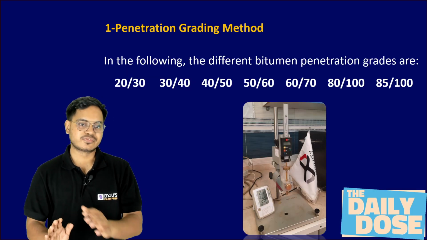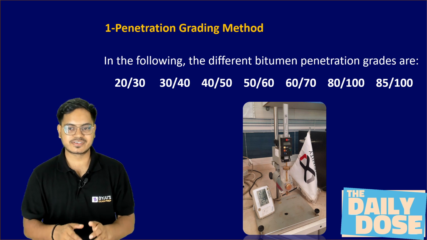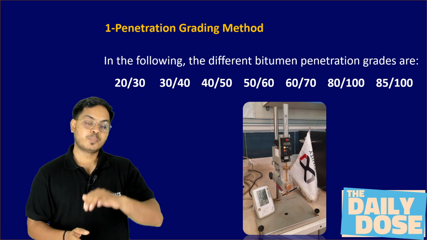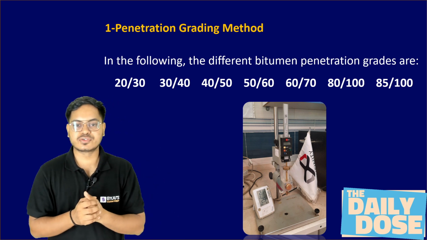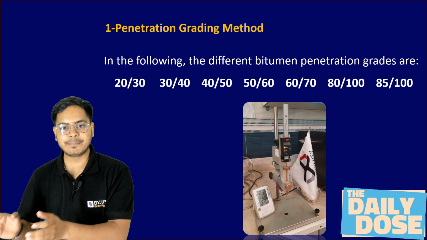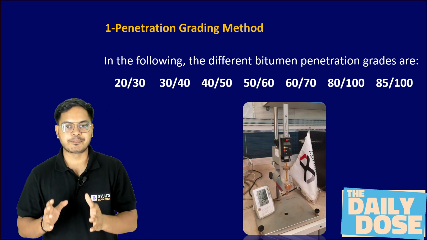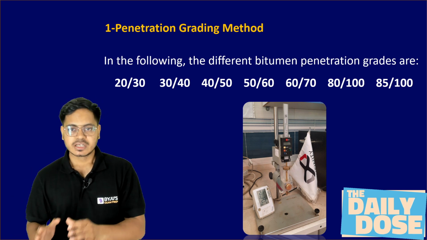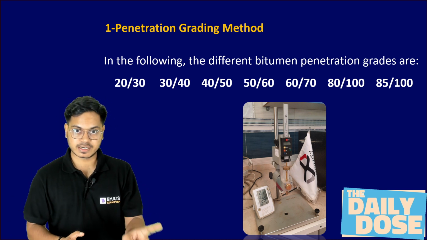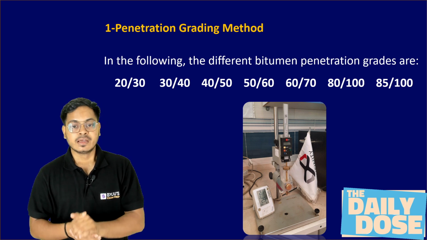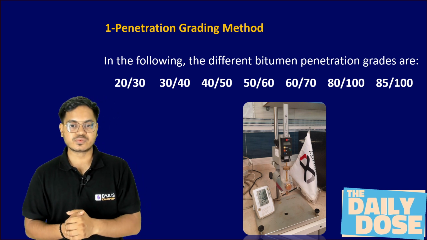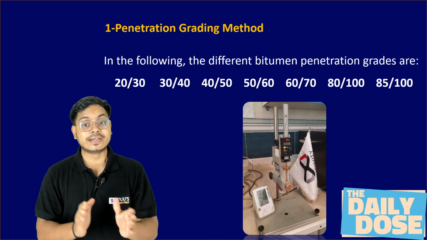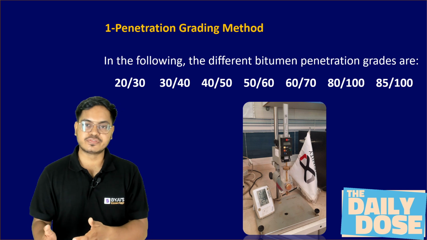So guys, the first thing which I want to tell you is there are different kinds of gradation that can be done. तो पहले के वक्त में, earlier times, there used to be a penetration grading method where we used to have a penetrometer. Based on that we used to get the value of penetration, the test which I have explained in my other Daily Dose video. So here we are basically representing the grade based on the penetration value, like 20 30, 30 40, 40 50, 50 60.